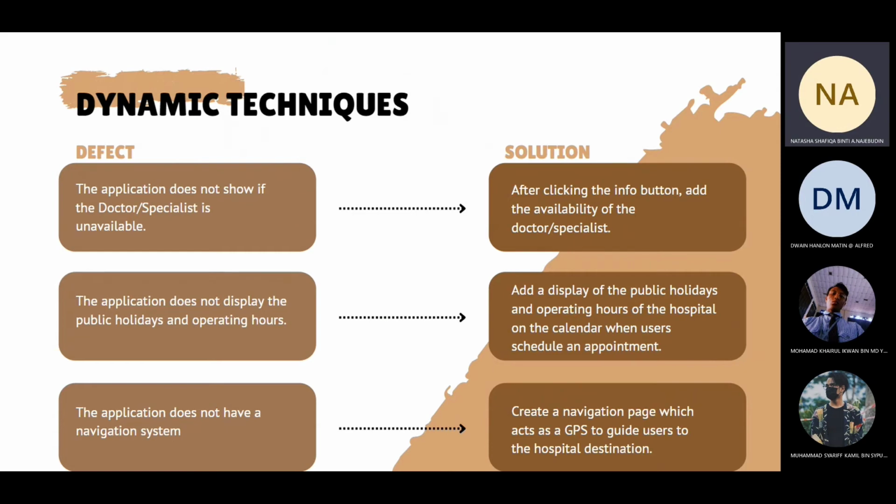Okay, for the fourth defect, the application does not show if the doctor or specialist is unavailable. So the solution for that is, after clicking the info button, the availability of the doctor or specialist will be added. This makes it easier for patients, if let's say a patient is in an emergency to find a doctor, the patient can know whether the doctor is available or not.